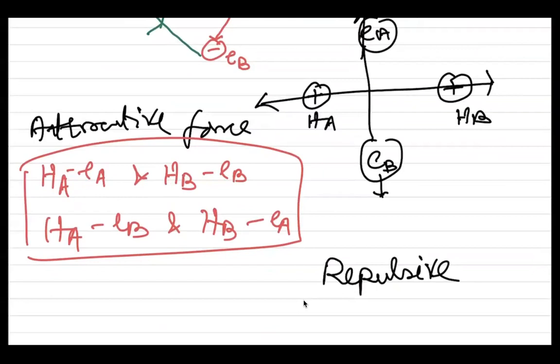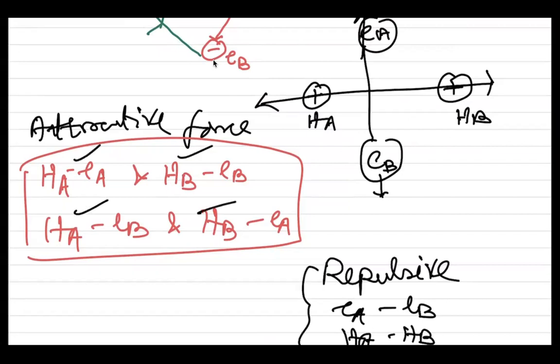And what are the repulsive forces? EA-EB repulsion and HA-HB repulsion. That means the two nuclei repel each other and the two electrons repel each other. You are understanding or not? Yes, ma'am. So these are the attractive forces and repulsive forces. How many attractive forces are there? 1, 2, 3, 4. How many repulsive forces are there? 2, right? So attractive forces are more. So that's why the hydrogen molecule will form.